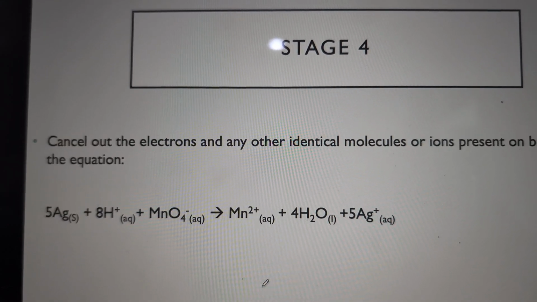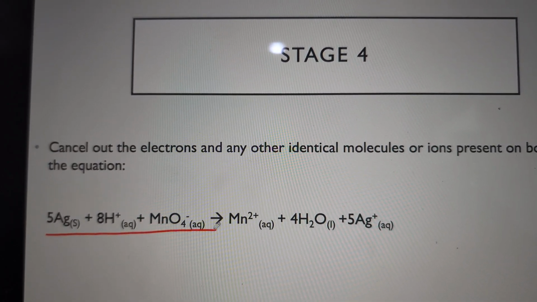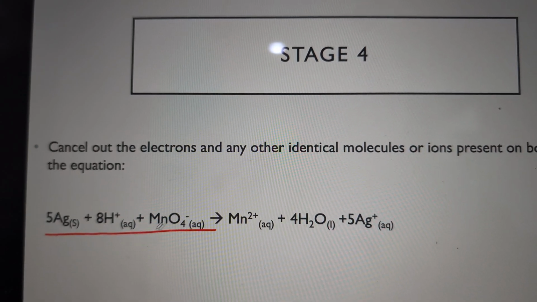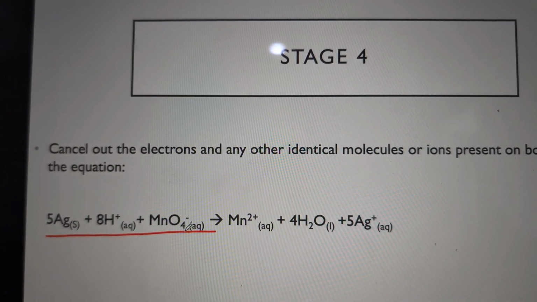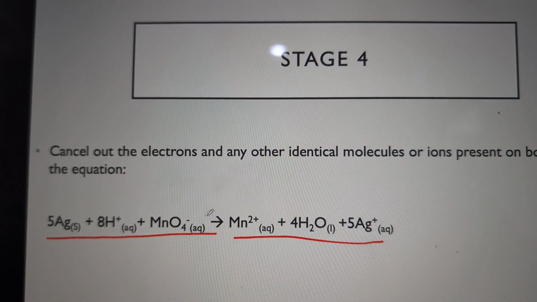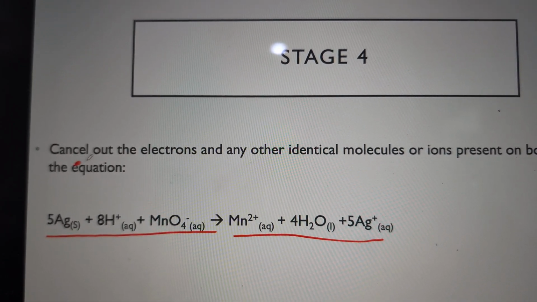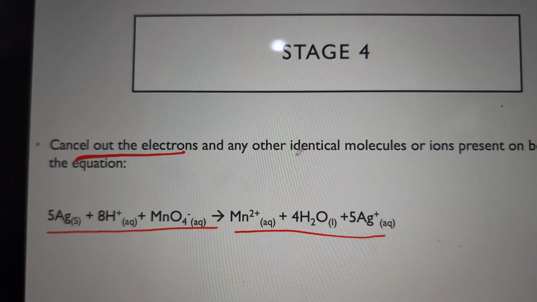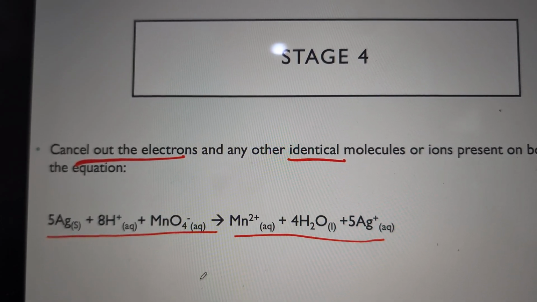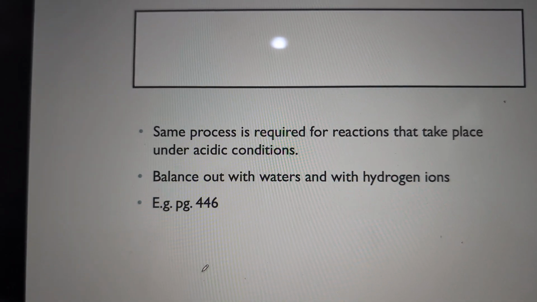So once you have your electrons balanced, then you can add your reactions together. On the left-hand side are all my reactants. So 5 silver from my first half reaction, 8 hydrogen positive, and just 1 MnO4 negative from my second half reaction. And then on my product side, from my first half reaction, I have my 5 silver. From my second half reaction, I have Mn2 positive and 4 water. You might notice here your electrons cancel out, and if there was anything else that was identical, whether it was molecules or ions, on the left-hand and right-hand side, you could also cancel those, but we don't have any in this case. So that is what we're doing to balance under acidic conditions.